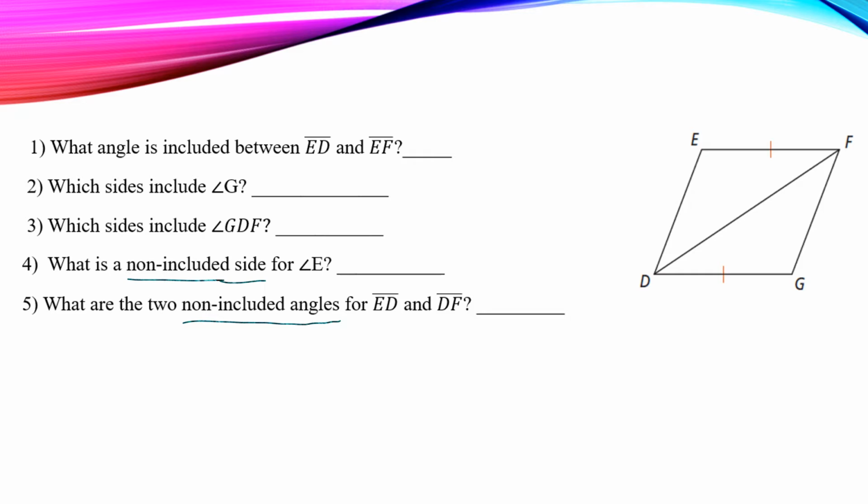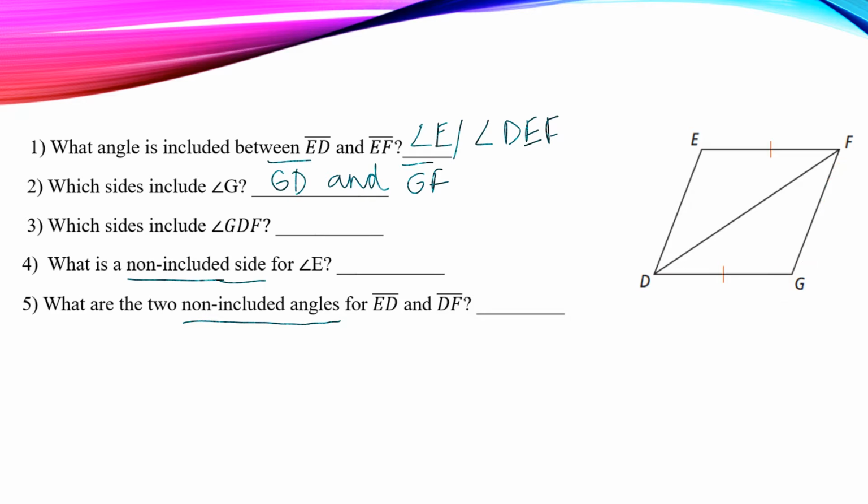What angle is included between ED and EF? So here's ED and EF. It would be angle E or angle DEF or angle FED, however you want to write that. Which sides include angle G? So here's angle G. We'd have this side and this side. So line segment GD and line segment GF.